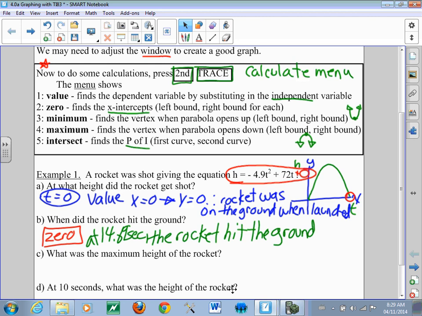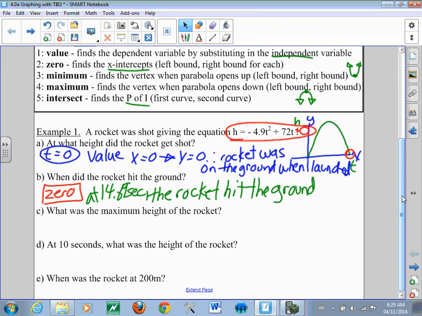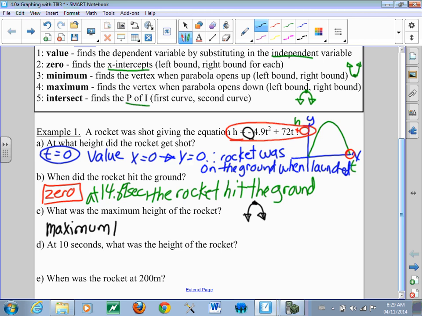Okay. All right, next one says, what was the maximum height of the rocket? Well, first of all, we're going to learn that you can tell by your quadratic if there's a negative out front. So the negative's out front, so it tells me it opens down, which tells me there's got to be a maximum value. So to do the maximum value, you're going to go to the menu and press the maximum button. And folks, this will get easier as we do a couple more examples.